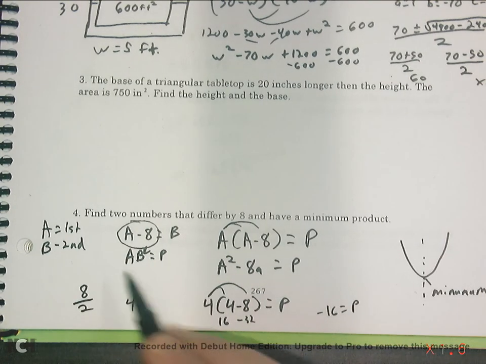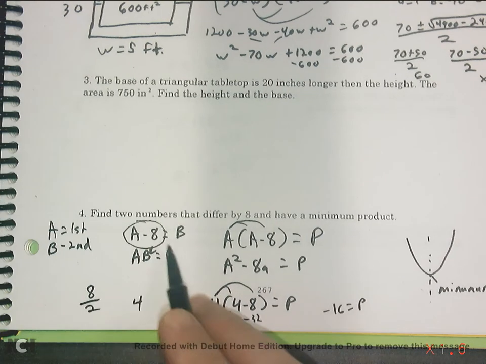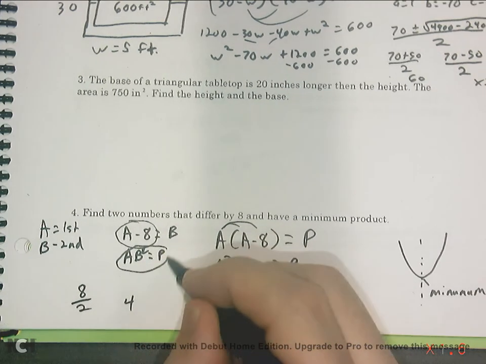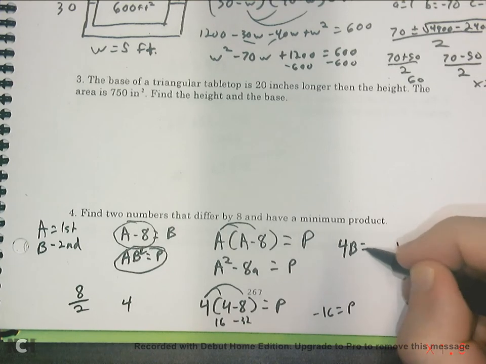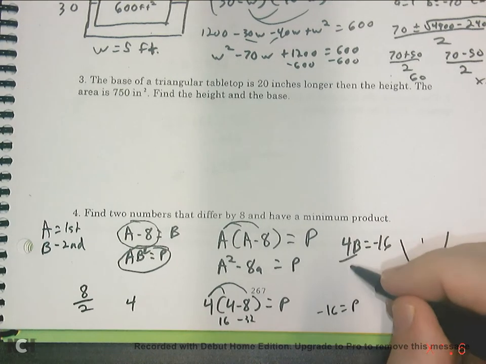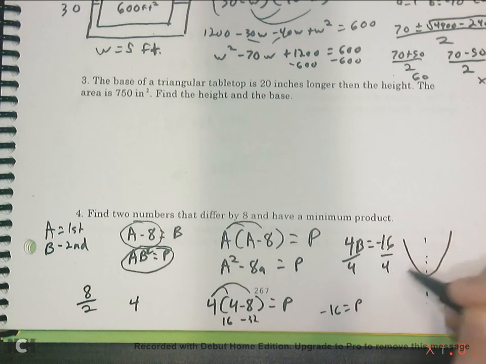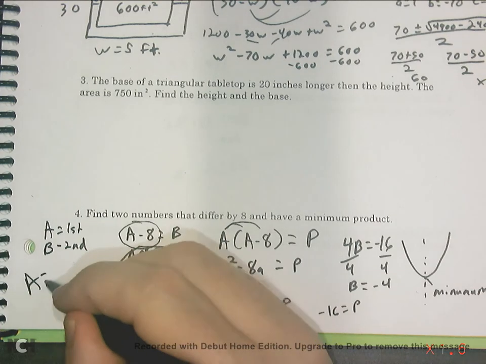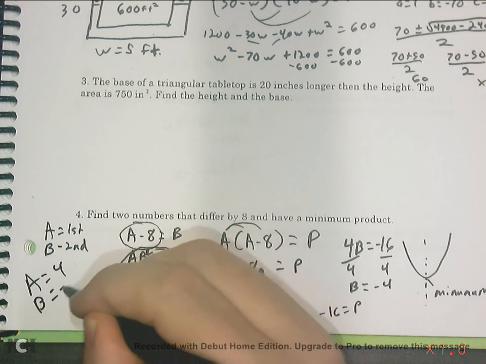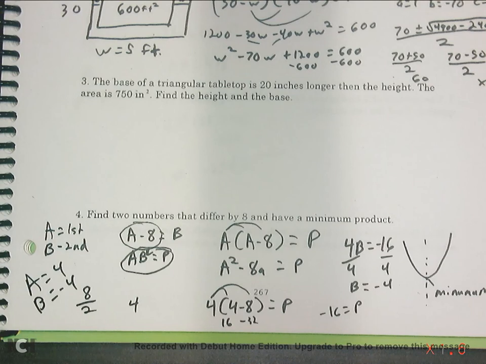Now I know that A is 4, P is negative 16. I'm going to plug it back into this equation right here now, and I'm going to get 4B is equal to negative 16, which you divide by 4, and B is going to equal negative 4. So my two numbers are going to be 4 and negative 4. And that is how you do it.